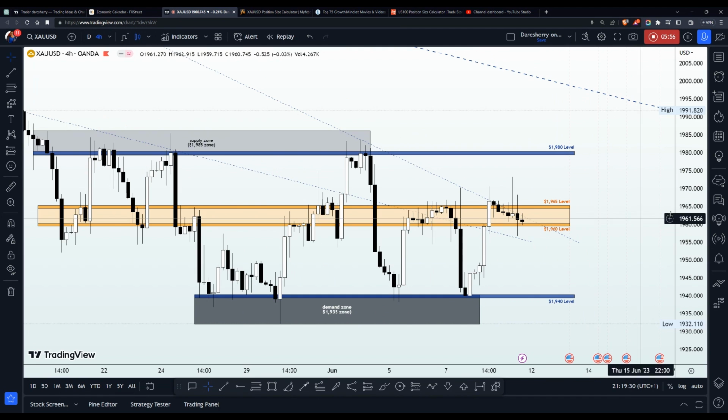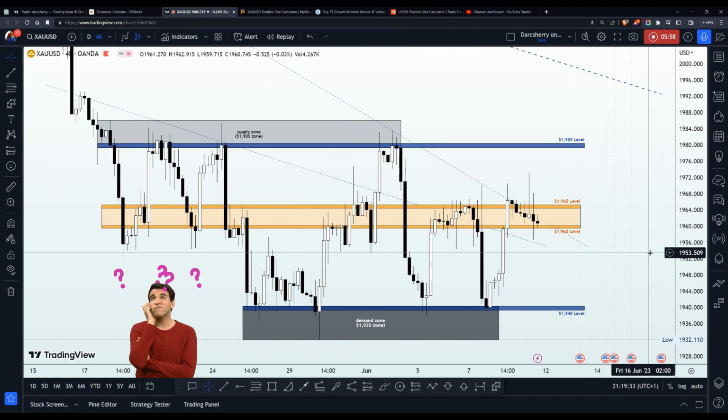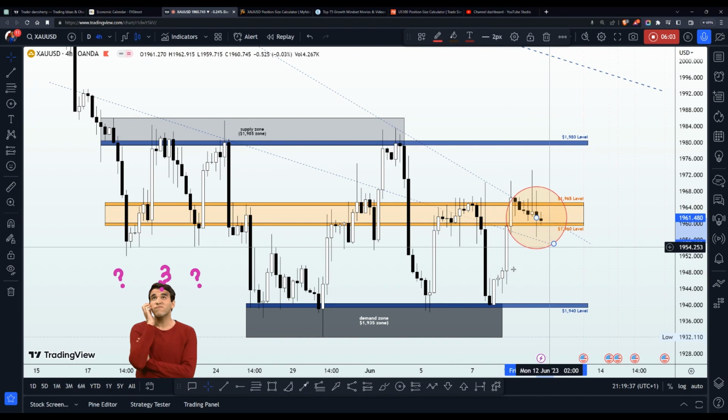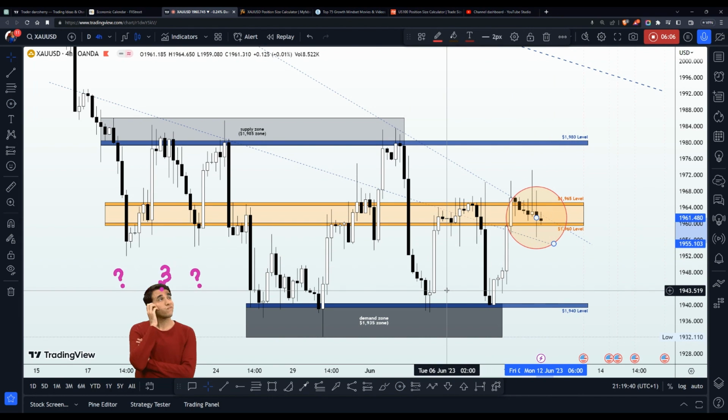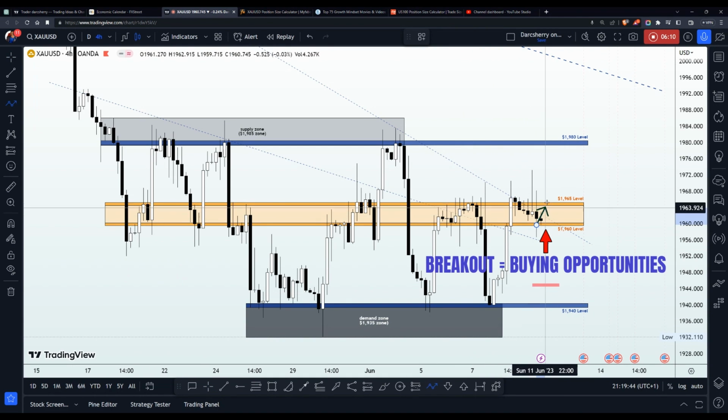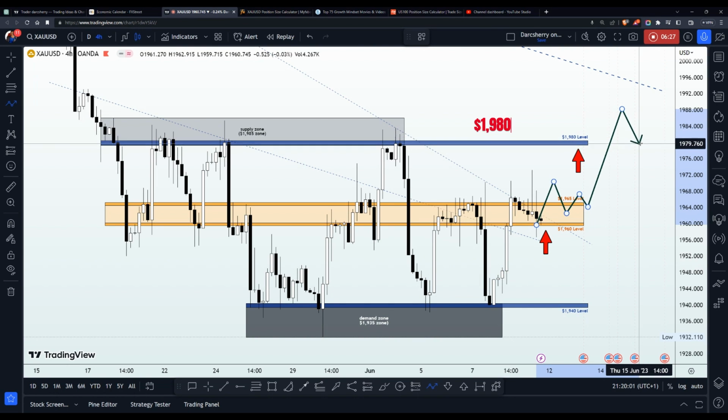So what I'm going to be doing here is to try and see how price action will be reacting to the zone at the beginning of the week to decide what our next line of action will be. And if price action breaks out of the 1965 to the upside significantly, that is, price action closes above that level, followed by continued buy pressure above this area, this will be an opportunity to buy the XAUUSD to the upside.